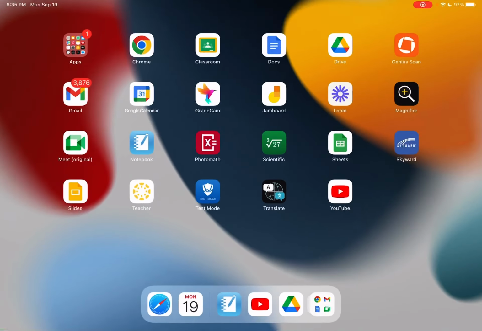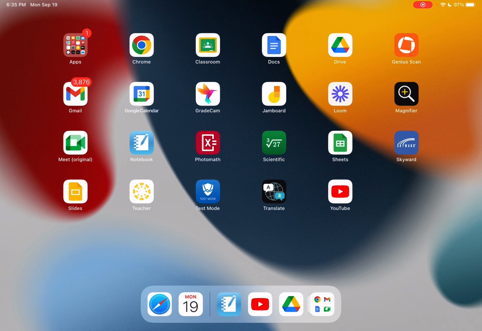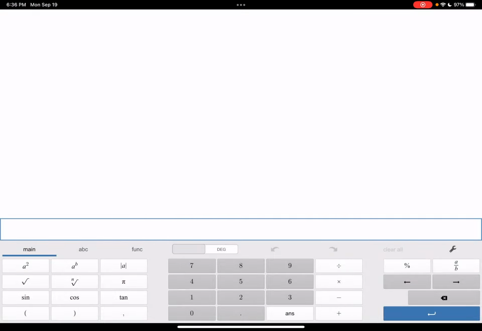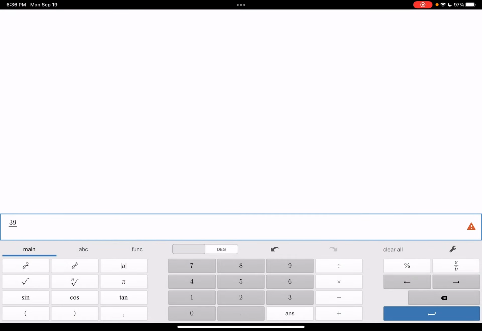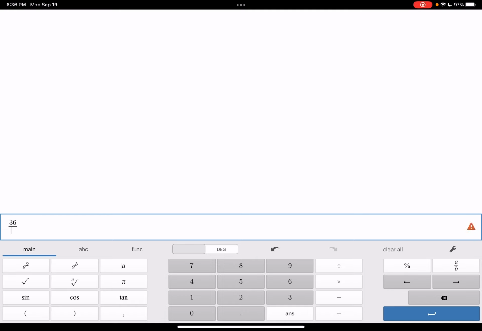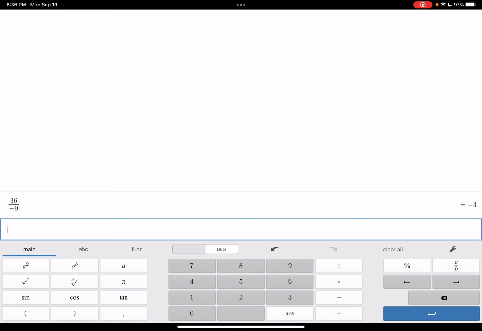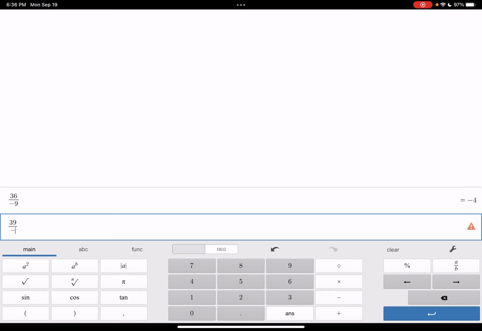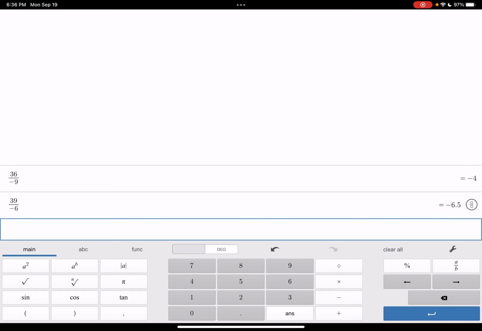Whoa, that was weird. All right, hang on a second here, guys. We will use this guy right here, the Desmos calculator. So what did I have? 39 divided by, no, 36. Let's try that again. Divided by, and this was a negative 9, I believe. Okay, I'm struggling here, guys. It was 39. Jeez, 39 divided by negative 6. That's what I was looking for.